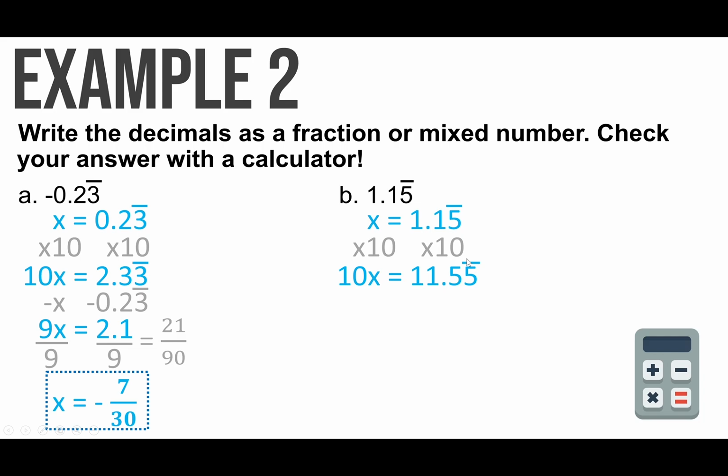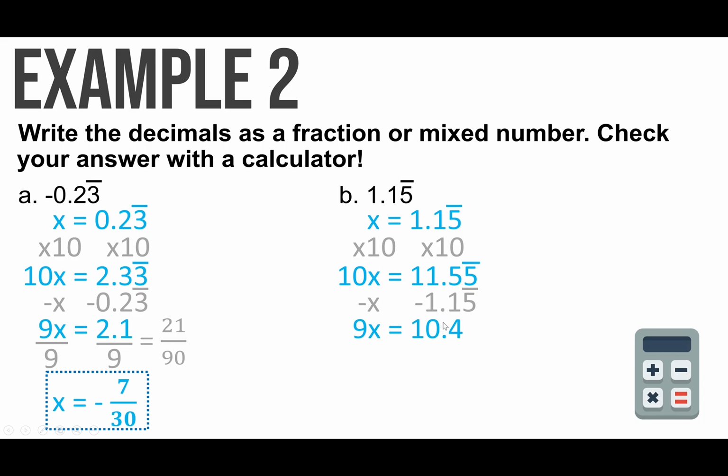Okay, what do you think we're going to do next? Well, yeah, duh, we're going to subtract the x, right? So we're going to minus x on both sides. Minus x here, minus x here. Again, this is x, because you told me right here x is equal to 1.15, so I'm going to substitute that in. So minus 1.15. If I subtract it, 10x minus x, that's going to give you 9x, and then all of this, if you subtract it, it's going to give you 10.4.